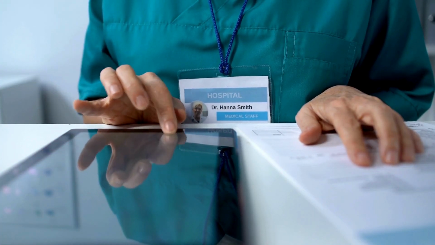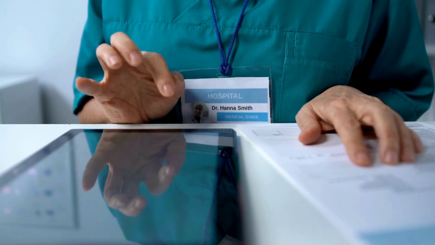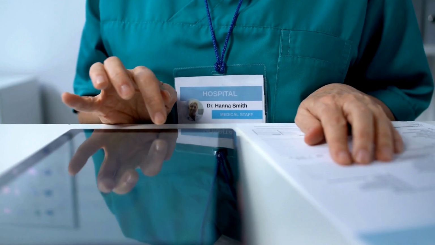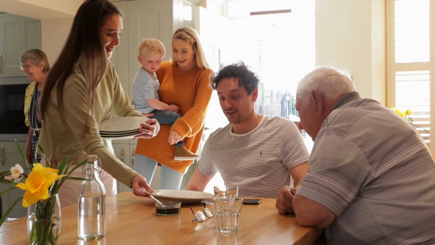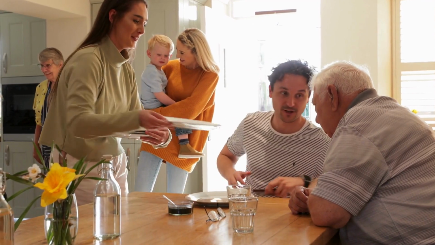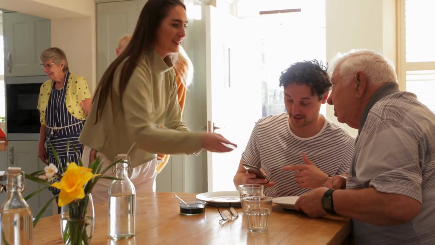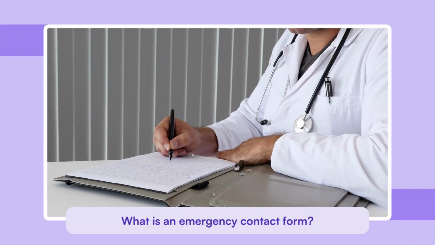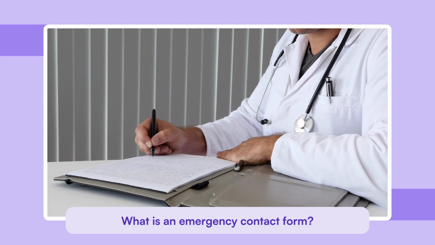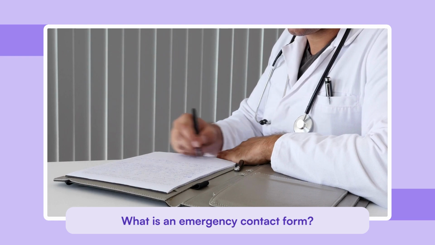Your emergency contact should be someone who knows basic information about you, including your medical conditions and preferences. This could be a family member, friend, neighbor, or even a co-worker. What matters most is their ability to respond quickly and effectively in an emergency. An emergency contact form is a crucial document that keeps all your emergency contact information in one place, making it easy to access when it matters most.